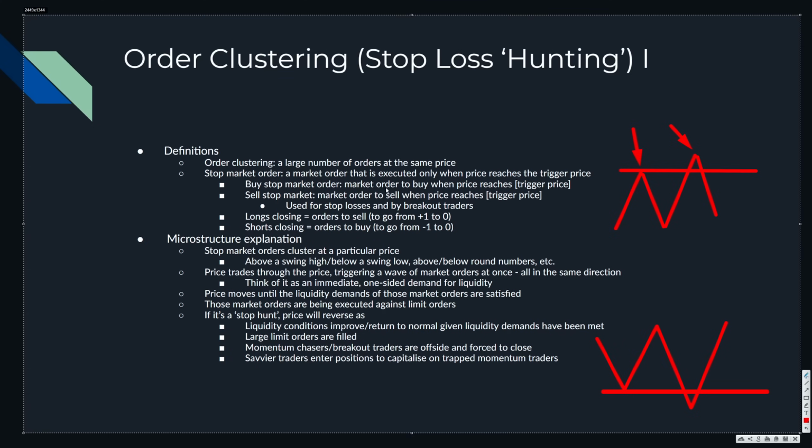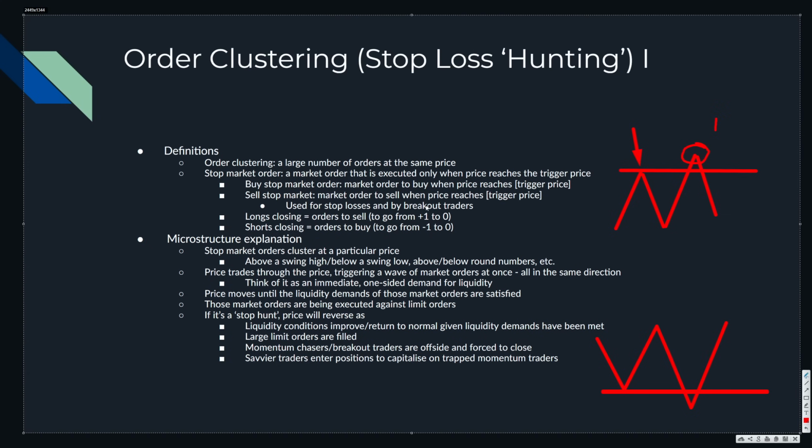Well, we know that a buy stop market is a market order to buy when price reaches the trigger price. And it's used for stop losses and by breakout traders. So as the market is doing this, existing short positions that sold at some point here, whose invalidation is predicated on this high being the high or remaining intact, as they sell their positions and get stopped out, those shorts closing become market orders to buy, right?